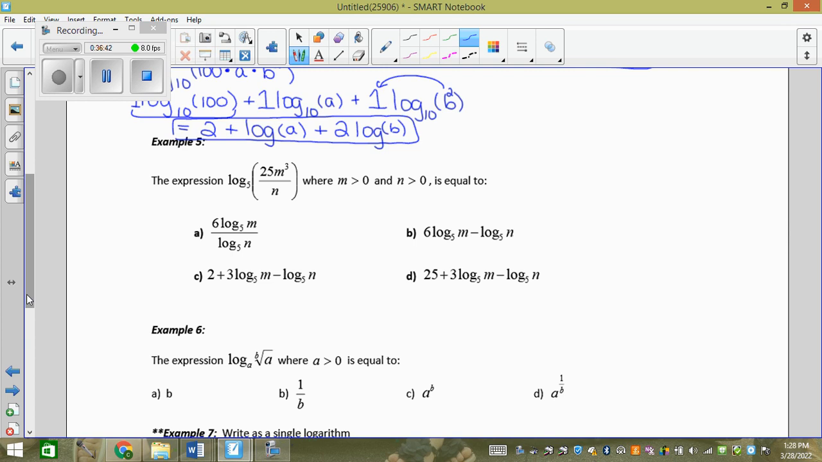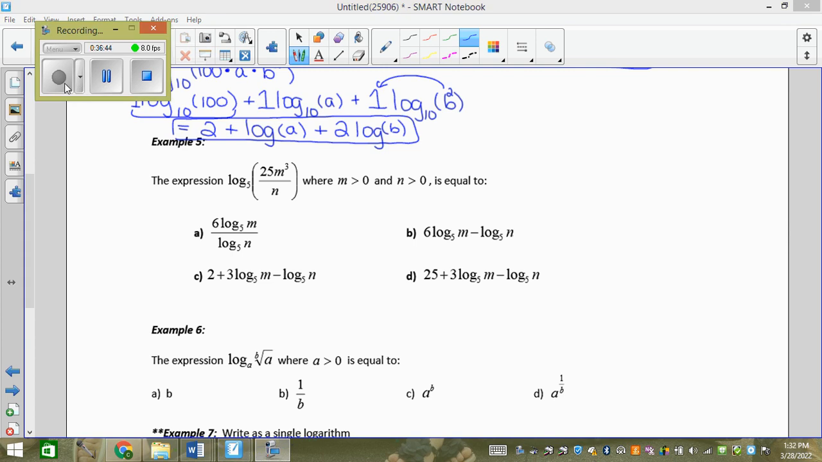All right, let's expand this one out. So what I would do immediately when I see this is I'm going to go log base 5. Then I'm going to go 25 times m cubed over n. I make sure to put a dot in there so I realize, hey, I'm going to have 3 logs. Right? When I expand this, I'm going to get 3 logs. Not 2, 3.